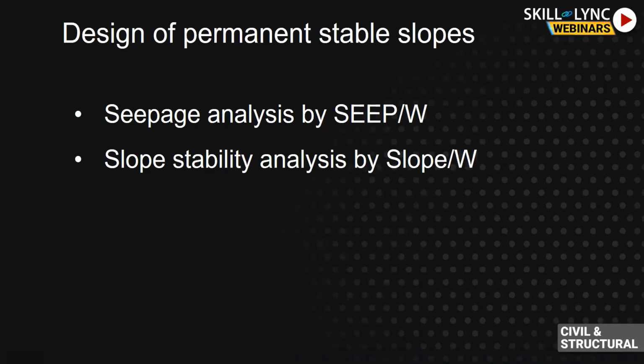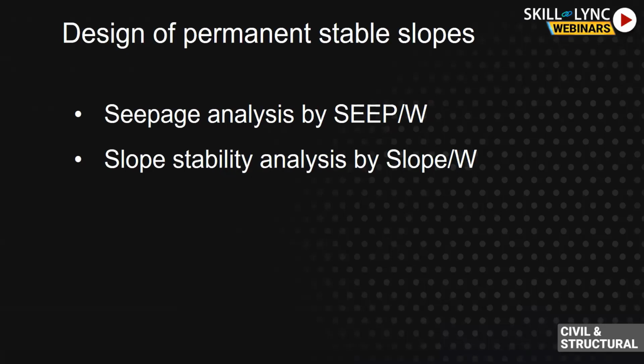In order to design this permanent stable slope, we used a package called GeoStudio. GeoStudio is a numerical modeling software package. It has different programs, all integrated with each other. There is SEEP/W, SIGMA/W, SLOPE/W, etc. SEEP/W is basically used for seepage analysis.